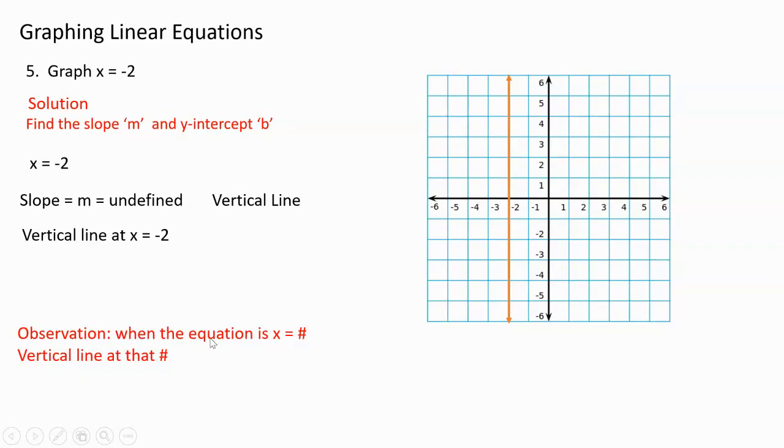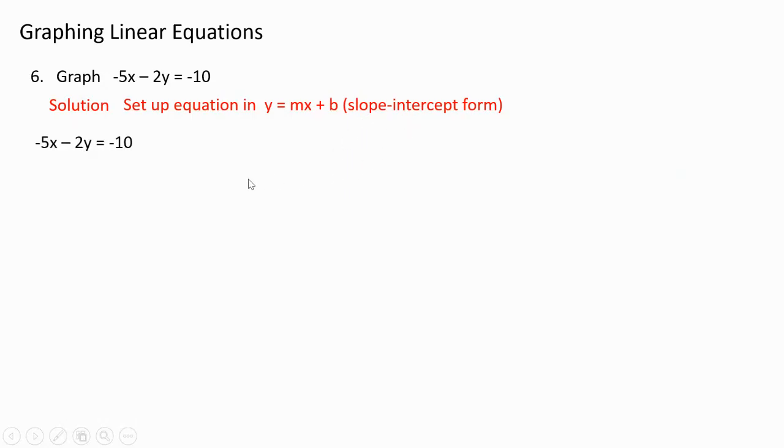Okay, now the observation: when the equation is x equals a number, it's going to be a vertical line at that number. Number 6, graph -5x minus 2y equals -10. Solution: we need to put it in y equals mx plus b form, which is called the slope-intercept form. So we have to solve for y.